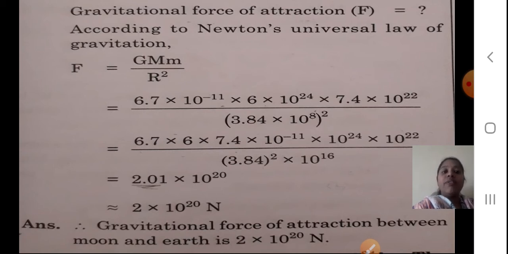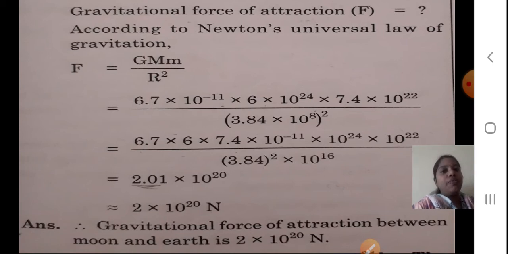Okay, so the gravitational force of attraction between the moon and the earth is 2 into 10 raised to 20 Newton. This is the approximate value. Okay student, you are going to do the calculation. As I told you, whatever 10 raised to terms are there, you will keep them aside. At the end you do their calculation. The other numbers you divide and get the answer.